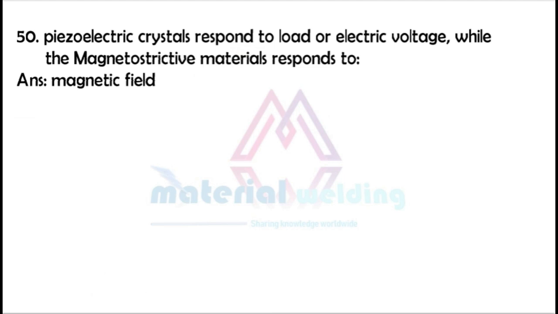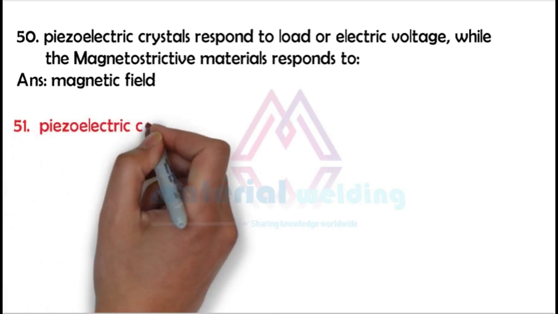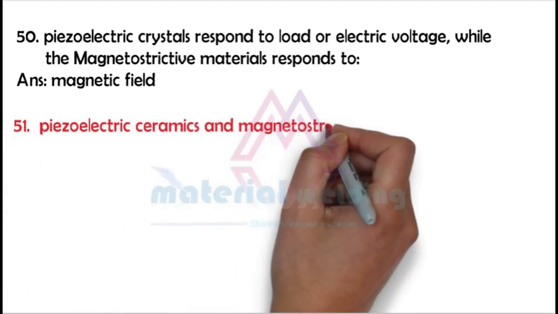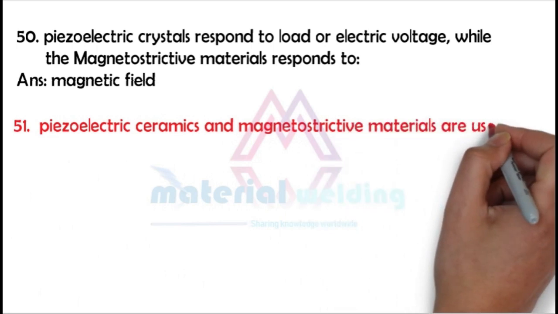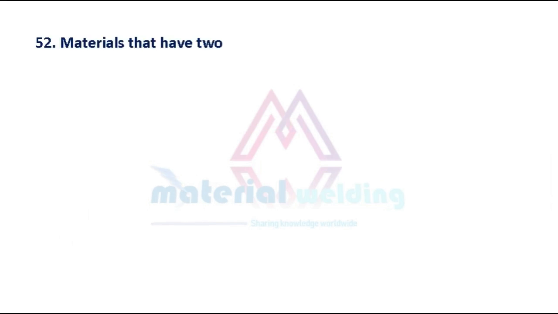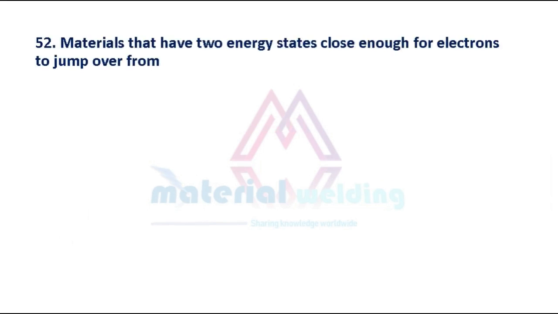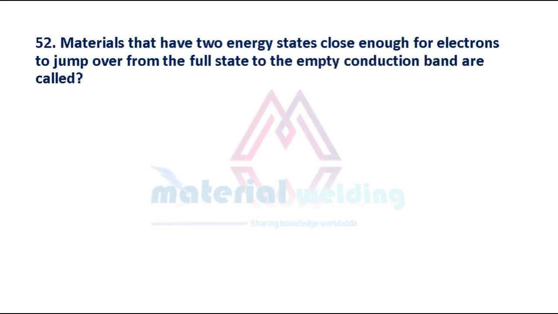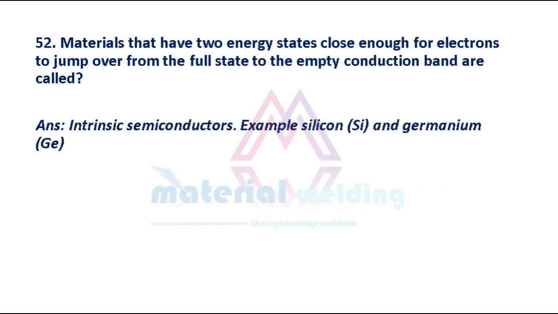Next, piezoelectric ceramics and magnetostrictive materials are used for ultrasonic transducers. Next, materials that have two energy states close enough for electrons to jump over from the full state to the empty conduction band are called intrinsic semiconductors. Examples: silicon and germanium.